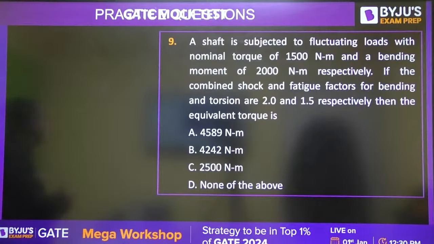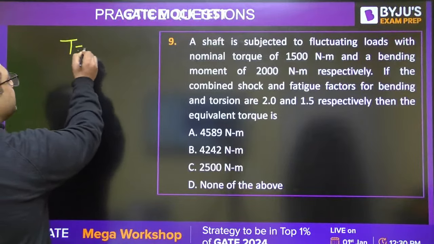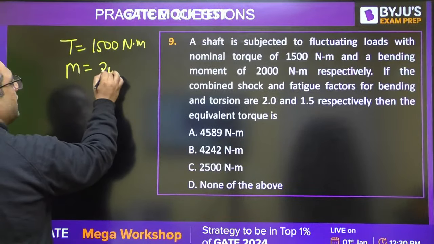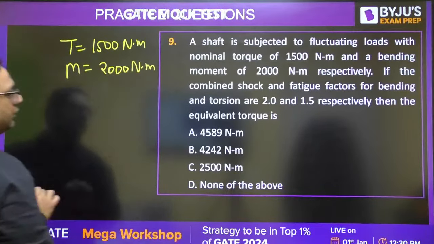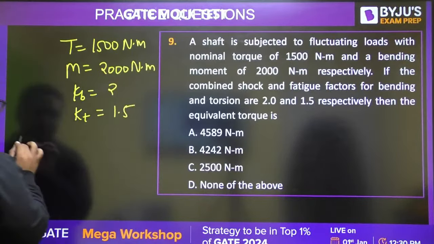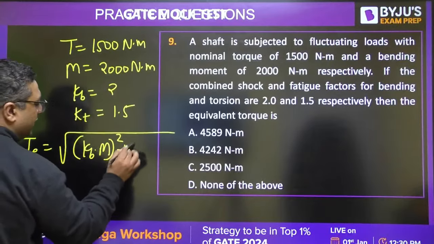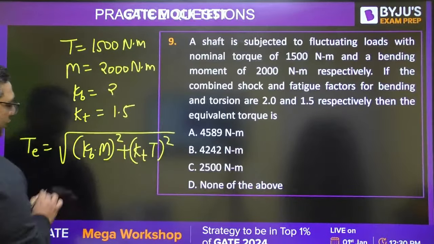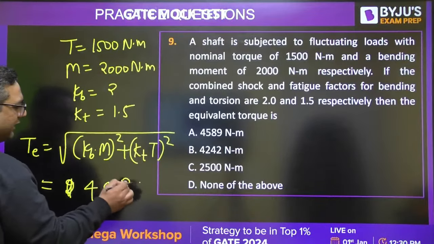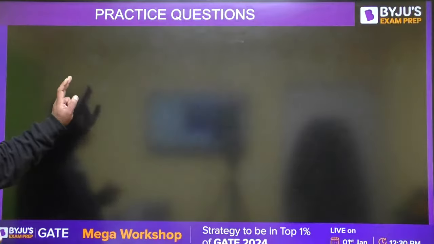Is it clear? So a shaft is subjected to fluctuating loads with nominal torque. Here torque is 1500 Newton meter. Bending moment is 2000 Newton meter. They have given KB as 1.5. TE would be the square root of (KB times M)^2 plus (KT times T)^2. You will get 4589 Newton meter. This is from design of shaft. So I have covered all the questions in this.